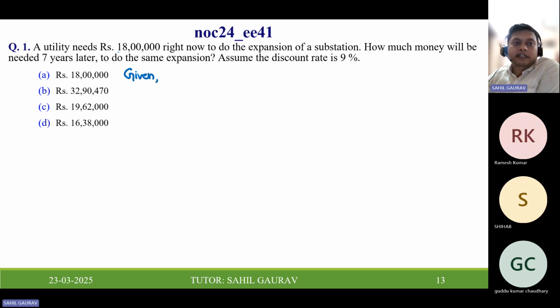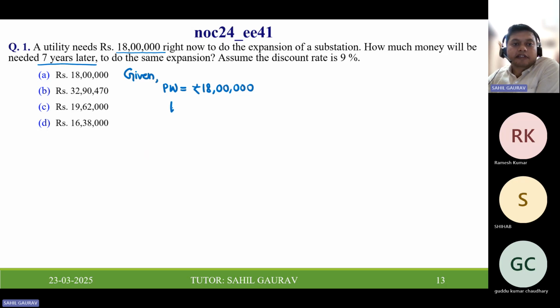Utility needs 18 lakh right now. 18 lakh right now means this is the present worth they have provided in the problem. So rupees 18 lakh is the present worth of money that we require to do the expansion of the substation. How much money will be needed 7 years later?